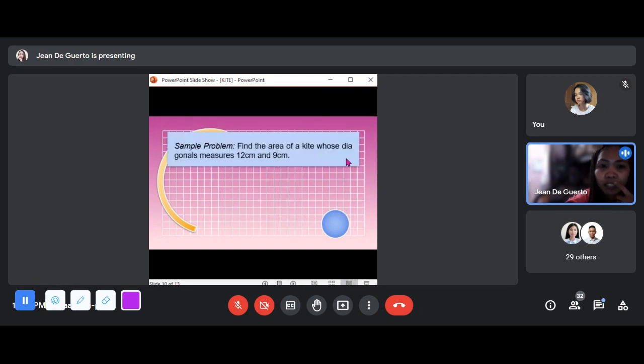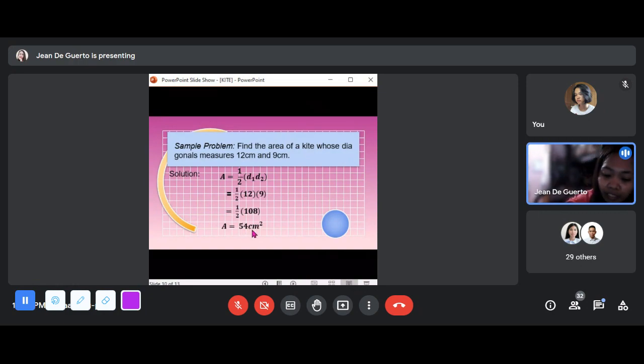So for example, find the area of a kite whose diagonals measure 12 centimeters and 9 centimeters. So you will just multiply these, since we are only looking for the area. So 12 times 9, there, solution. Multiply, then get 1/2 of the product. So we have 54 centimeters square.